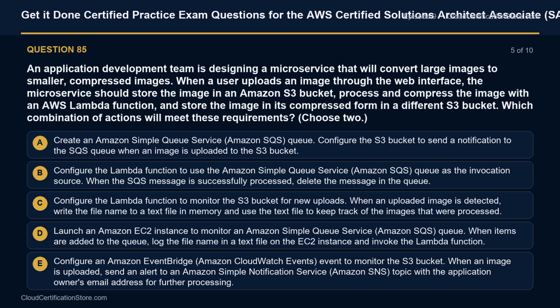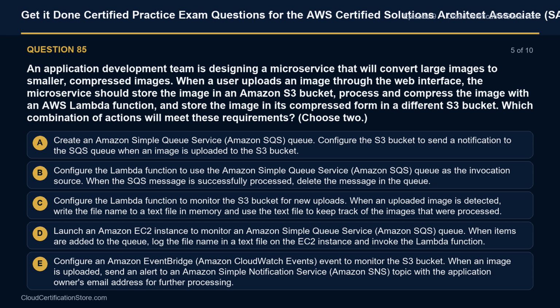Choose 2. Option A. Create an Amazon Simple Queue Service, Amazon SQS, queue. Configure the S3 bucket to send a notification to the SQS queue when an image is uploaded to the S3 bucket. Option B. Configure the Lambda function to use the Amazon SQS queue as the invocation source. When the SQS message is successfully processed, delete the message in the queue.